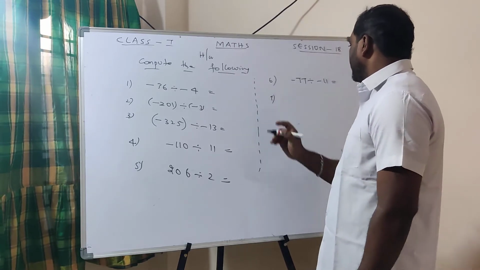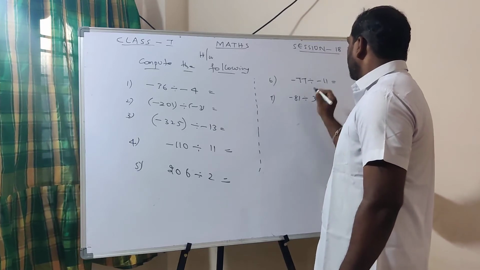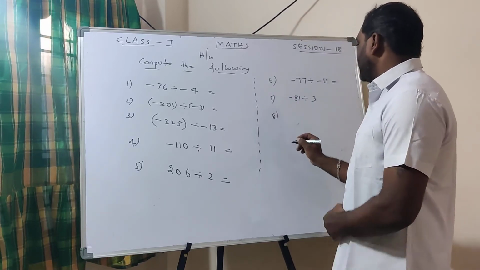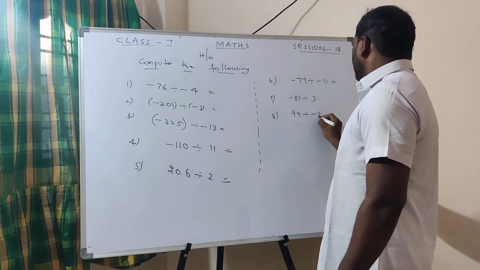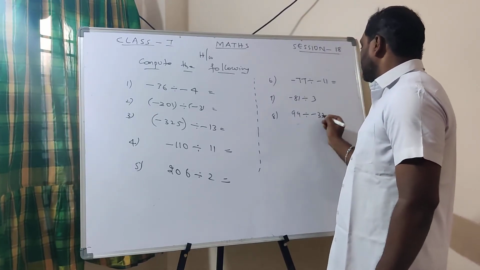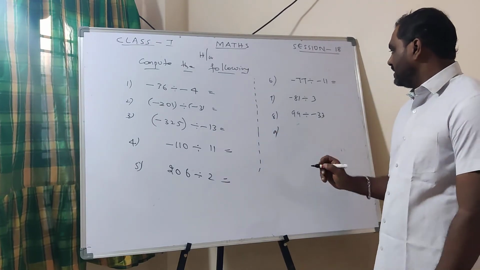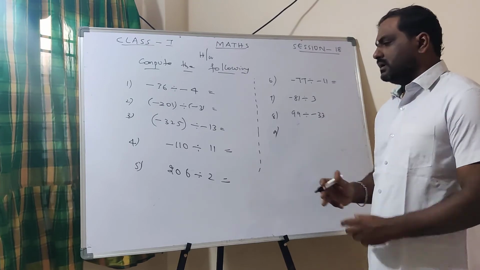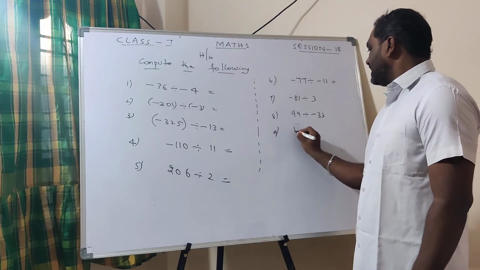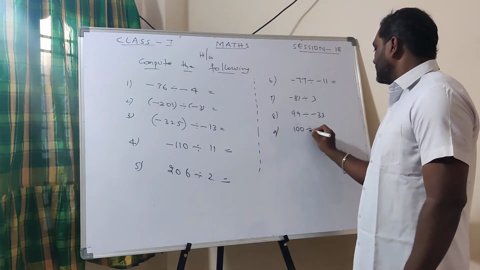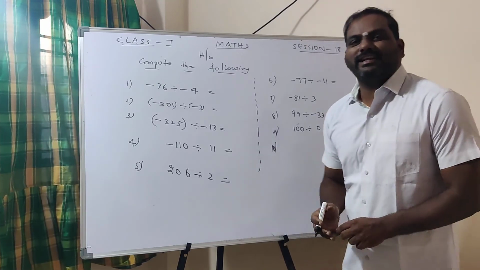And question number 7. Minus 81 divided with 3. And question number 8. 99 divided with minus 33. And question number 9. I'll give some trick question. 100 divided with 0. Right? Can you do this and try it?